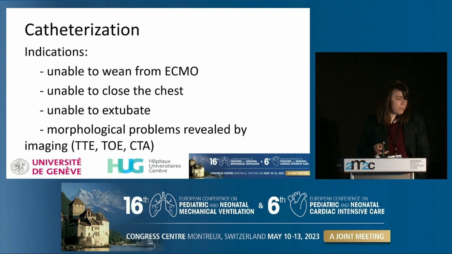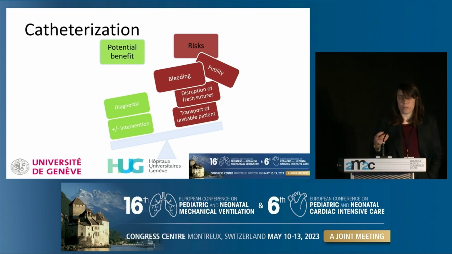What about cath? Indications for cath: unable to wean from ECMO, unable to close the chest, unable to extubate the child, and/or morphological problems that have been revealed by imaging, whether it be a transthoracic echo, transesophageal echo, or angio. And you really have to weigh the risks and benefits.